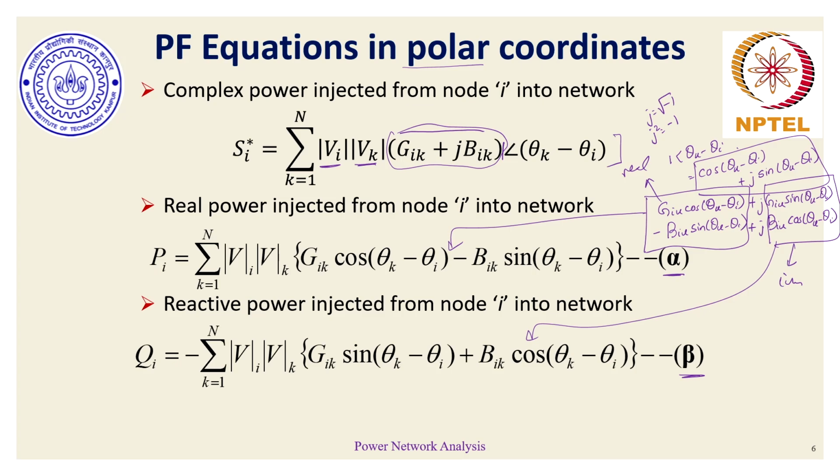Please note these equation numbers alpha and beta. Alpha refers to real power equations, beta would refer to reactive power equations. And since S_i conjugate is Pi minus jQi, this minus sign is actually appearing over here in the minus sign.